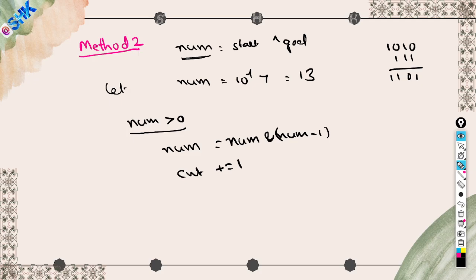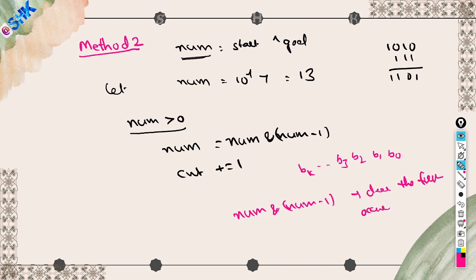The logic of num AND num minus 1 is used to update, or clear, the bit pattern we have: bit 0, bit 1, bit 2, bit 3. If you have k number of bits, whenever you perform num ANDing with num minus 1, it will clear the first occurrence of 1 from the LSB.